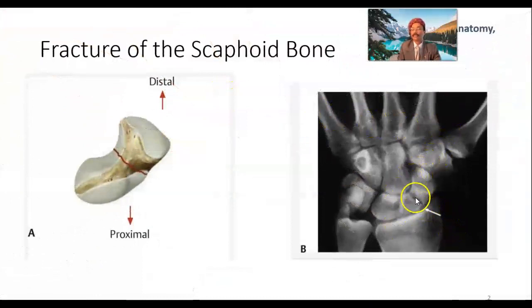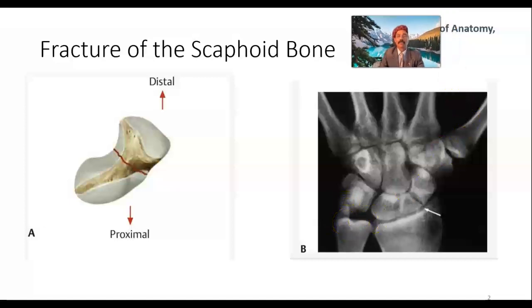This is the fracture of the scaphoid bone here. We are seeing the lunate bone, capitate, hamate, trapezium, trapezoid, and we have the pisiform and triquetral. So these are the carpal bones. These are the metacarpal bones. This is the lower end of the radius. This is the styloid process of the radius. This is the lower part of the ulna, the styloid process of the ulna.